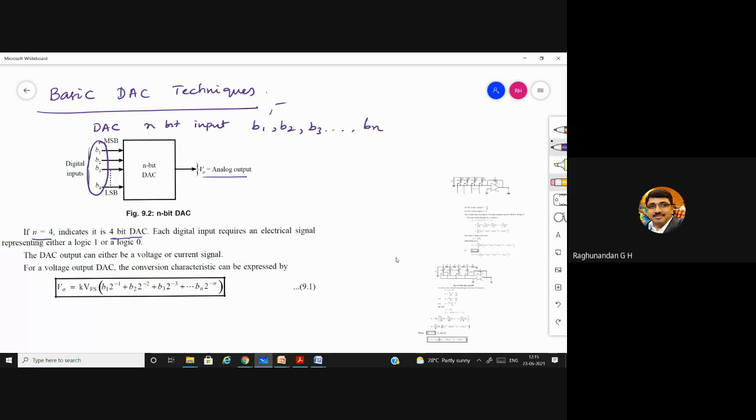So this is the basic formula which we are going to use, where V0 is the output voltage, VFS is the full scale output voltage, and K is the scaling factor, which is usually adjusted to 1. B1 to Bn are the n-bit binary numbers, the digital inputs, where B1 is the MSB and Bn is the LSB. B1 is given by VFS/2 and Bn is given by VFS/2^n. That is how we are going to substitute.